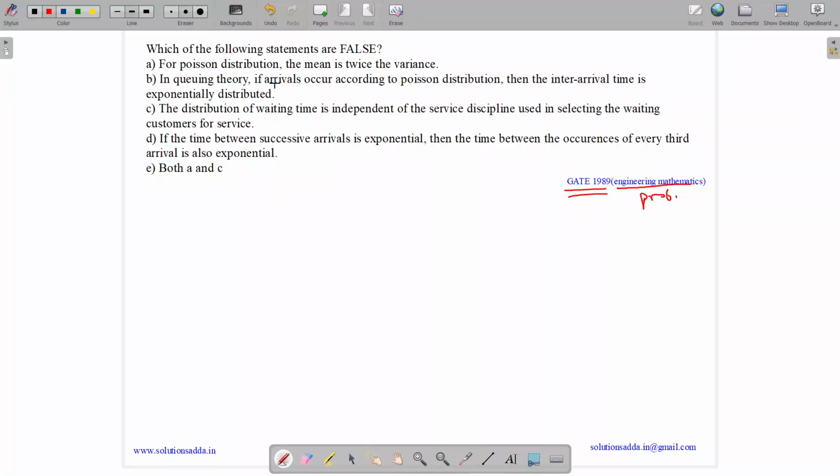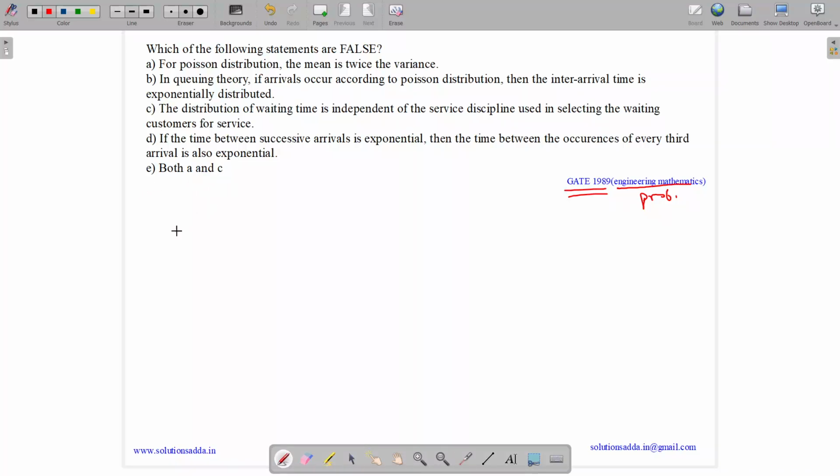In queuing theory, if arrival occurs according to Poisson distribution, then inter-arrival time is exponentially distributed. The distribution of waiting time is independent of the service discipline used in selecting the waiting customers for service. If the time between successive arrivals is exponential, then the time between the occurrence of every third arrival is also exponential. Option E, both A and C.